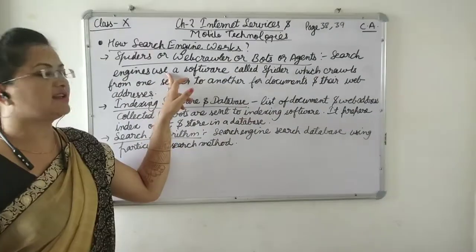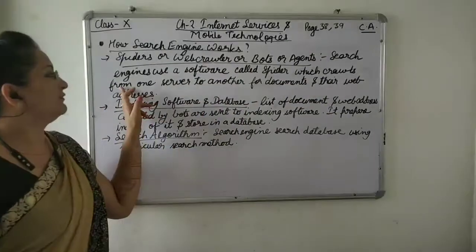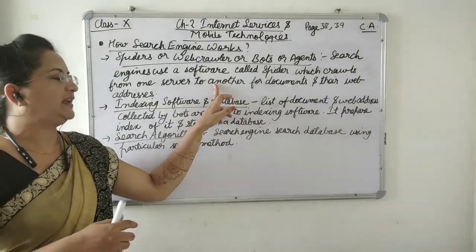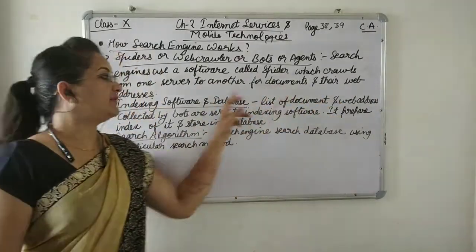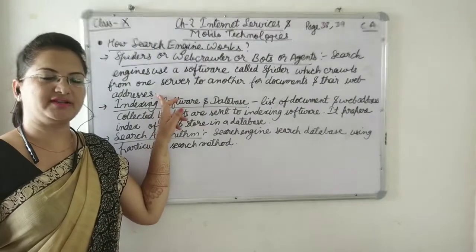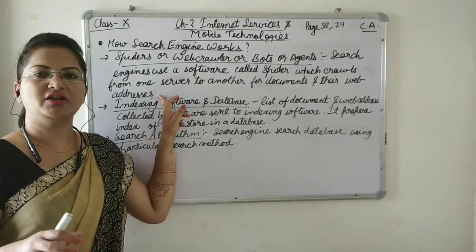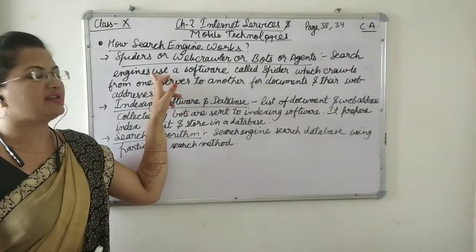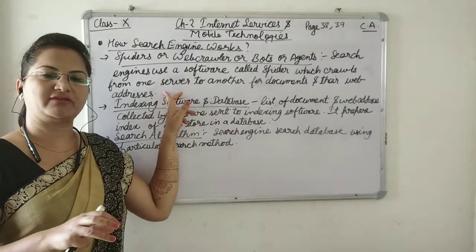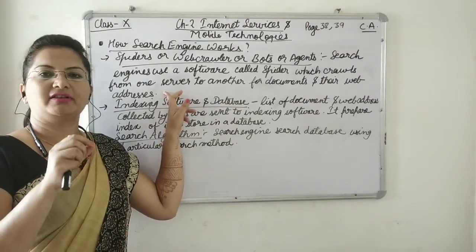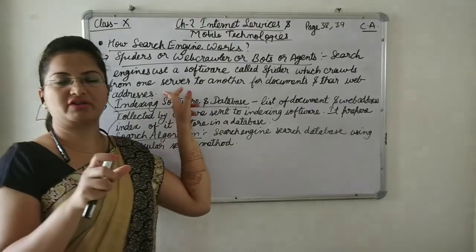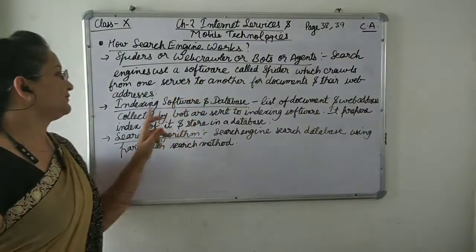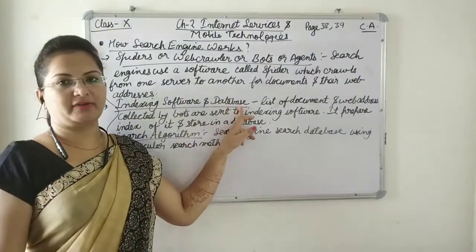It is software which will crawl from one server to another server, because websites are kept on servers. It will crawl all the documents and the web addresses over the web servers, and then find the necessary information. That information will be saved by the robots. These spiders will save the website URL, the page on which the information is found, the information, as well as the time of crawling.